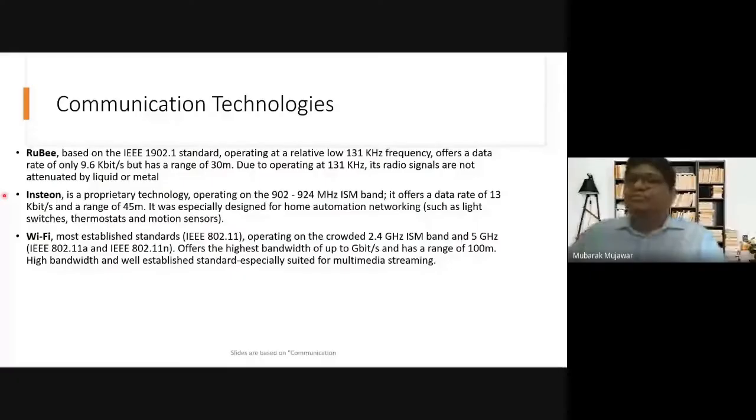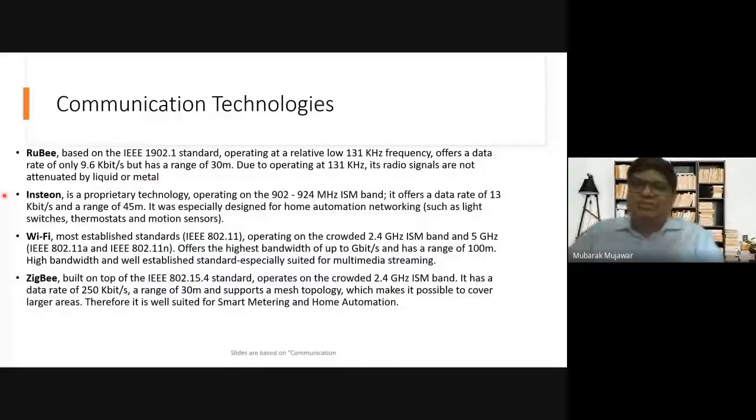It is the most established standard, and its range is about 100 meters, which is very good for all the appliance rooms or perhaps actually working outside as well. And the last one is Zigbee, which is built on top of the IEEE 802.15.4 standard, works on the 2.4 gigahertz range, and it can cover very large areas.